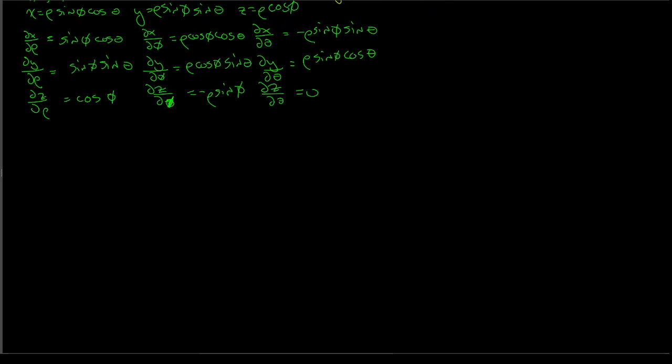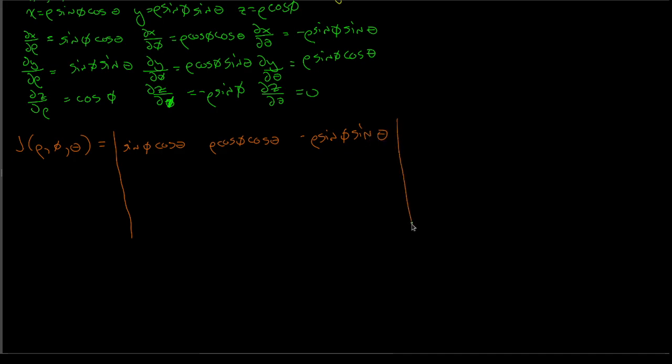So the determinant we want from this, our Jacobian of rho, phi, and theta, is going to be the determinant of the matrix: sine phi cosine theta, rho cosine phi cosine theta, negative rho sine phi sine theta; sine phi sine theta, rho cosine phi sine theta, rho sine phi cosine theta; cosine phi, negative rho sine phi, and 0.